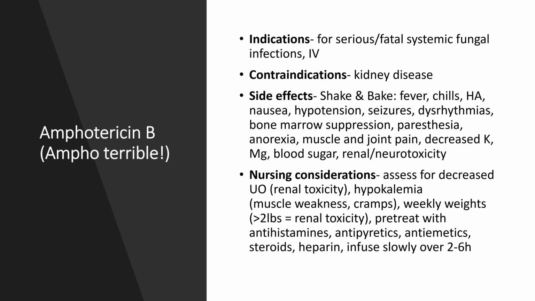You're going to look for hypokalemia. That could be causing muscle weakness and cramps. You're going to do weekly weights. Can anyone tell me why you would do weekly weights or even daily weights in some cases? Heart failure. So you're going to do a weekly or daily weight with this medication to watch for that renal toxicity to see if they're retaining fluids.